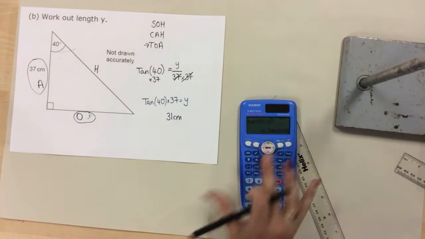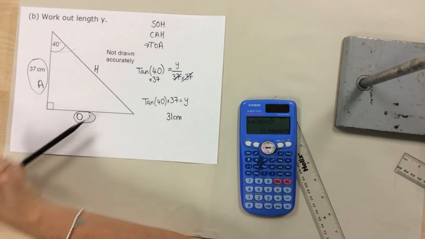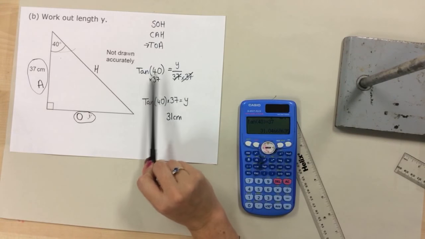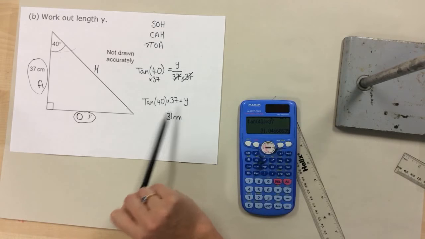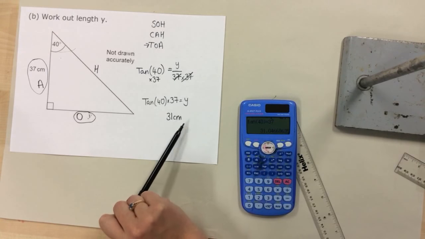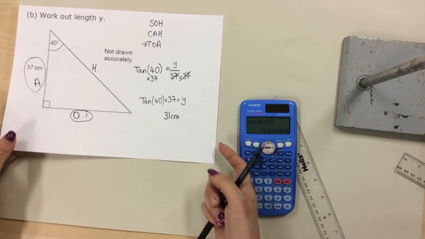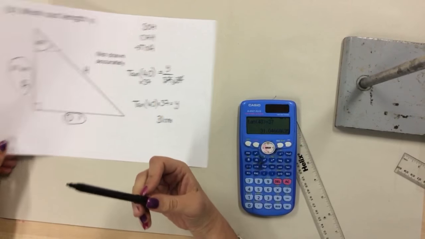And then just use a little bit of common sense. Does that seem about right? Well, if this is 37, yes, that looks about right, so it looks to fit. If you do make a mistake here with rearranging the equation and you happen to do tan divided by 37, you would get a bit of a silly answer. So hopefully you can use a little bit of common sense there to see that that wouldn't be the case. So that is trigonometry to find a length of a side.